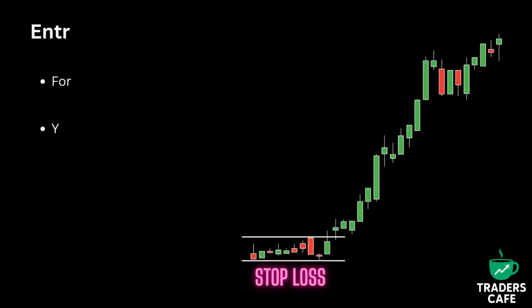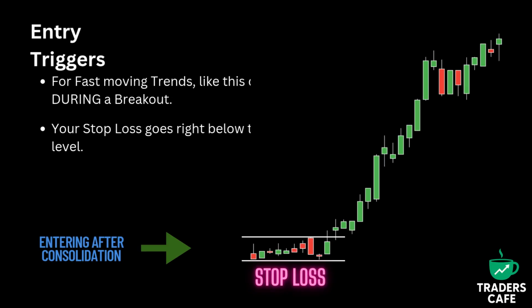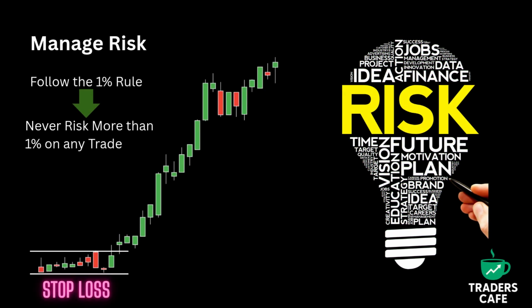Step 3. Entry triggers. Wait for a candle close beyond the level. Some traders enter immediately, others wait for a retest. Your choice depends on risk tolerance. Step 4. Manage risk. Place your stop loss just inside the broken level, below resistance for longs, above support for shorts. Keep your risk per trade to 1 to 2% of your capital.